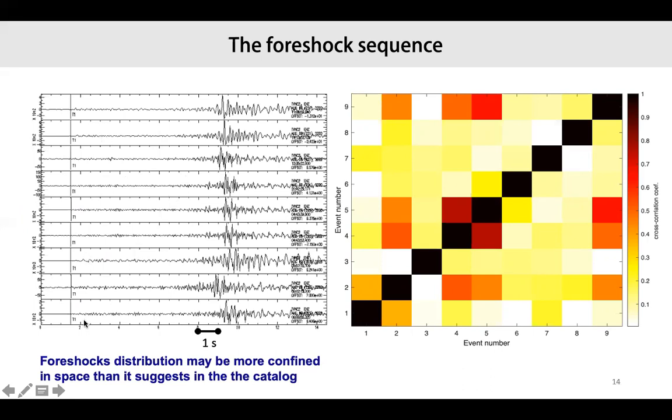T1 marks the P arrivals. On the right figure shows the cross-correlation coefficient metrics of each of the event pairs. From the S-P time and the cross-correlation coefficients, you can see that some foreshocks may be closer than what the catalog suggests. Some of them may actually be located within a 2 to 5 kilometers range. In the future, we will take a closer look at the foreshock sequence and perform more sophisticated analysis to see what these foreshocks can tell us about the seismic behaviors in this area.